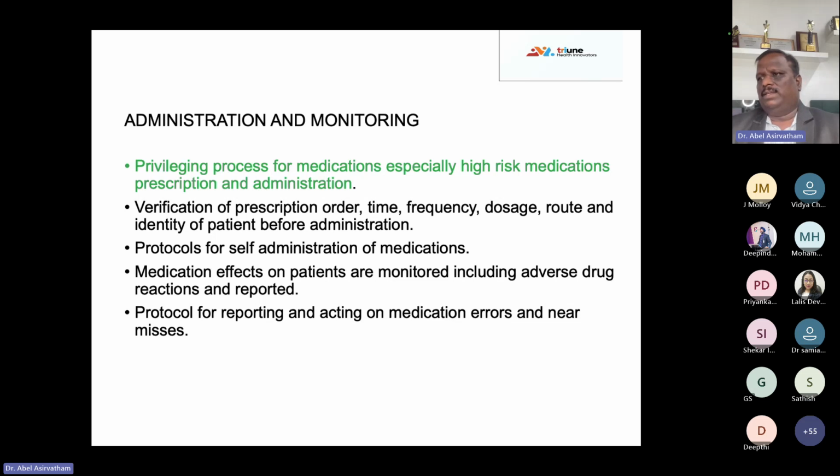And the qualifications. Verification of prescription order, time, frequency, dosage, route, and identity of the patient before administration has to be done. Protocols for self-administration of medication, again it depends upon the hospital policy. Some hospitals will allow self-administration, some will not, and if the hospital allows, then there should be a proper process for that in order to minimize errors that can lead to patient safety issues. Then medication effects on patients are monitored, including adverse reactions, and reported. Protocol for reporting and acting on medication errors and near misses.